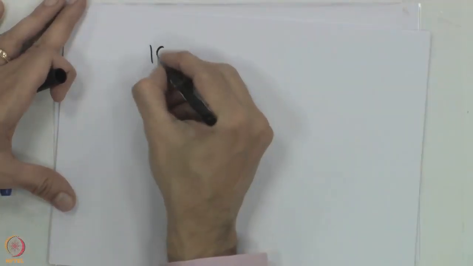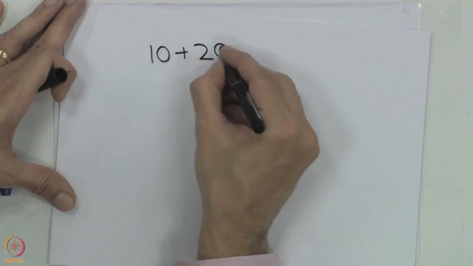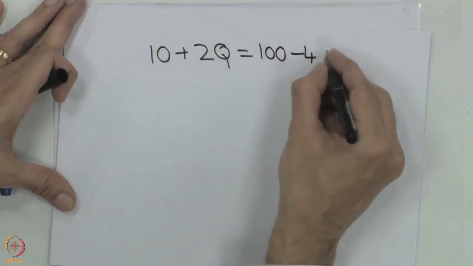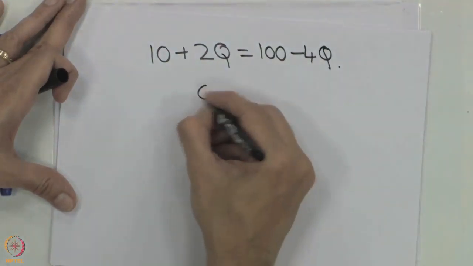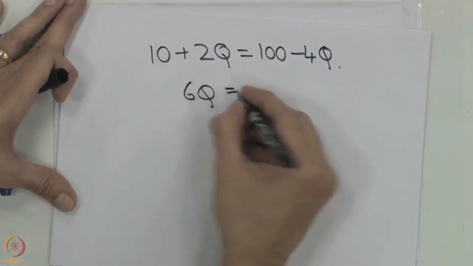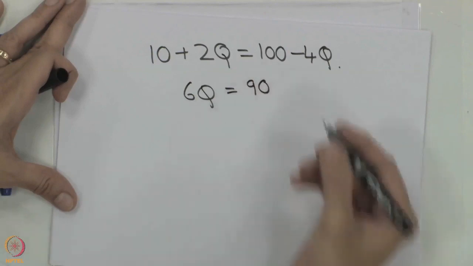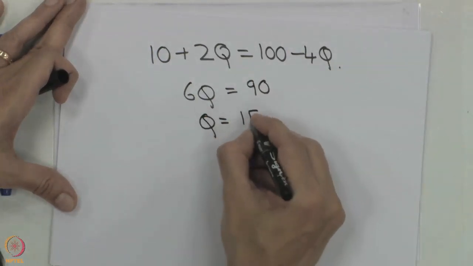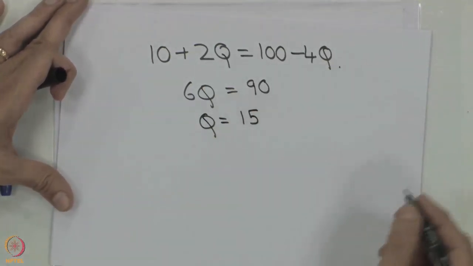Let's just use another piece of paper. So you get 10 plus 2q is 100 minus 4q. So we get 6q is equal to 90 and q is equal to 15, whatever units, million tons, million liters.